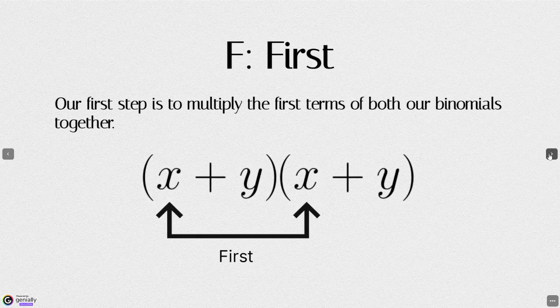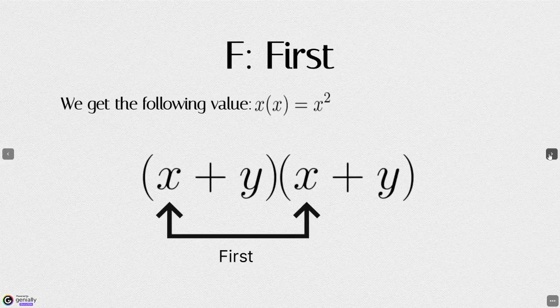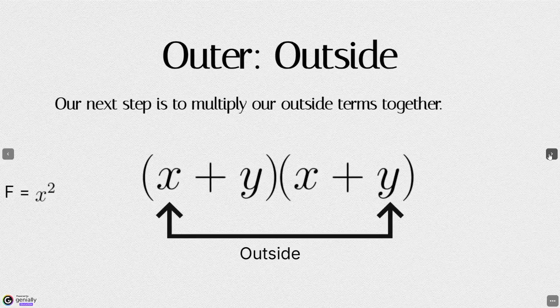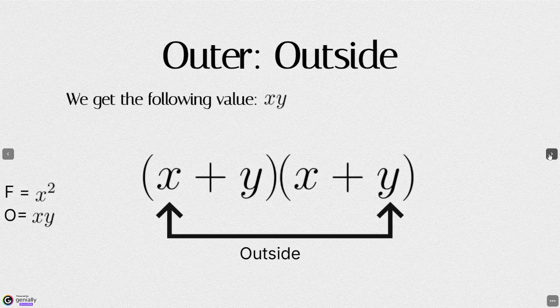F stands for first. Our first step is to multiply the first terms of both our binomials together. In this case, we have x and x, which multiply to x squared. Our next step is to deal with our outers, or our outside terms. You'll notice that we have x and y, which multiply together to get xy.